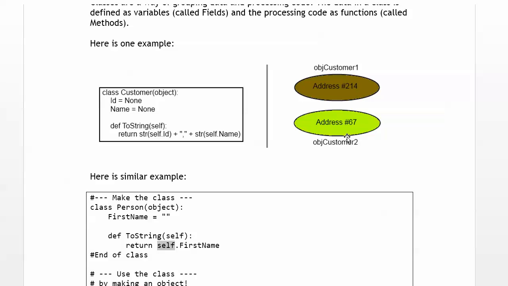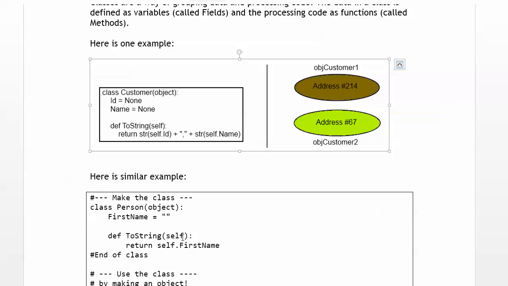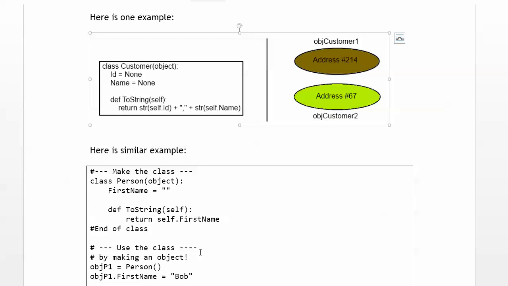They're two different people, but the pronoun, of course, refers to each of them individually. This word self is being used in that context. It just refers to the object instance. This is one object instance of customer. This is an object instance of customer. So I got two object instances of the customer class.